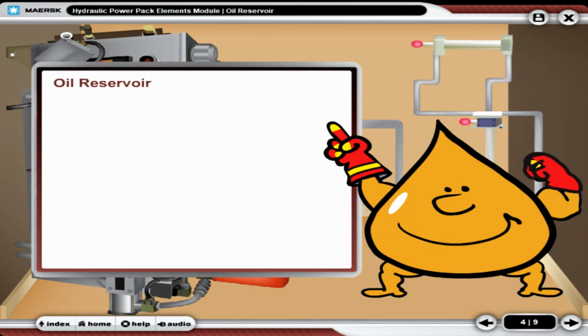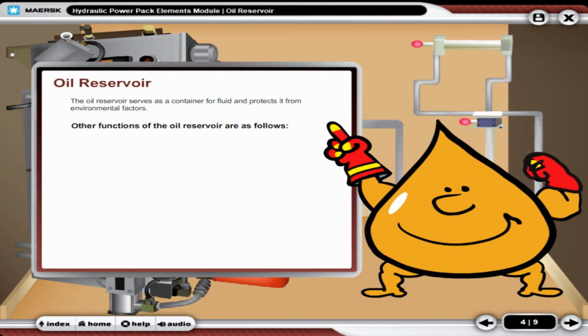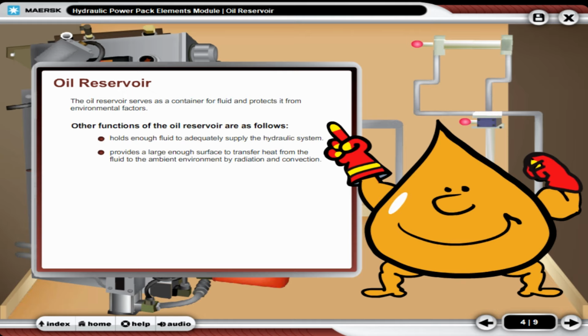Let's now discuss what the oil reservoir does. The oil reservoir serves as a container for fluid and protects it from environmental factors. Other functions of the oil reservoir are as follows. Holds enough fluid to adequately supply the hydraulic system. Provides a large enough surface to transfer heat from the fluid to the ambient environment by radiation and convection.